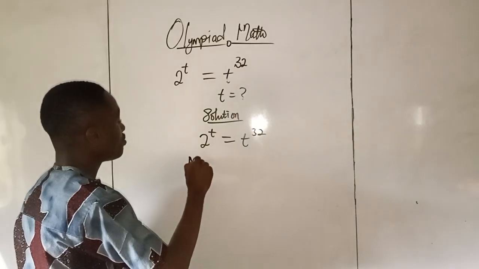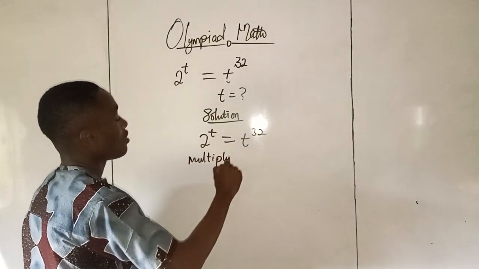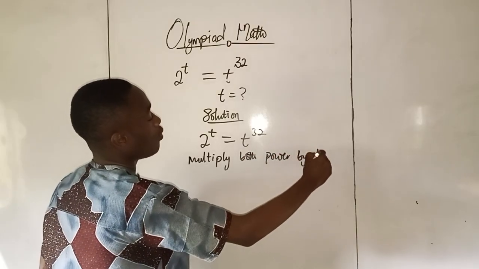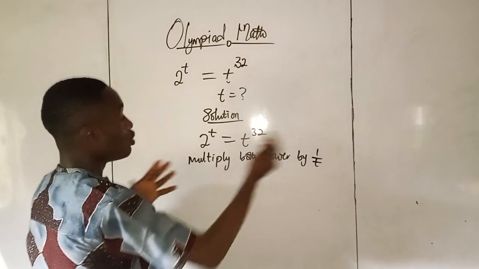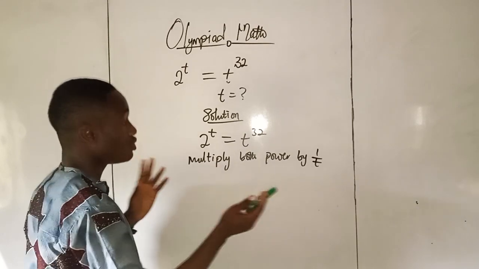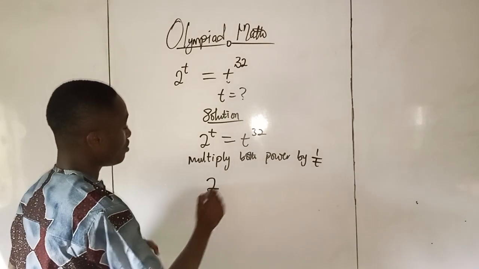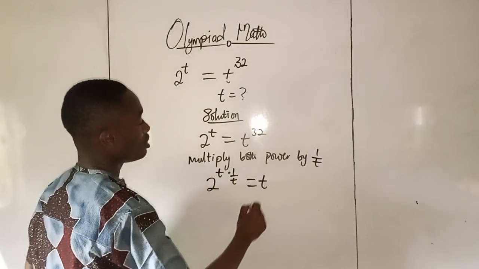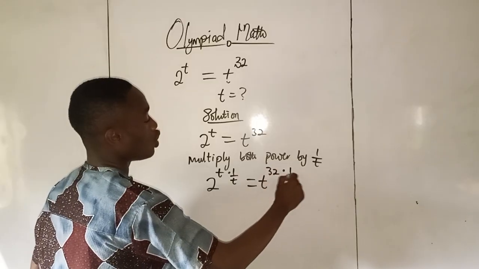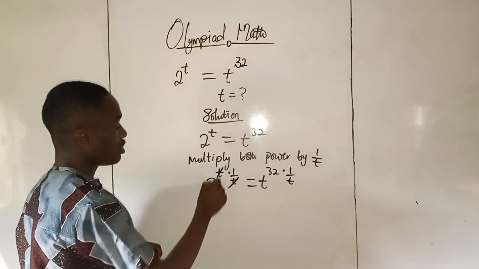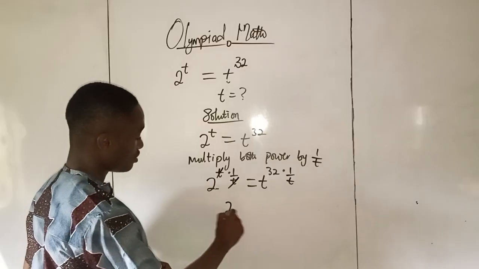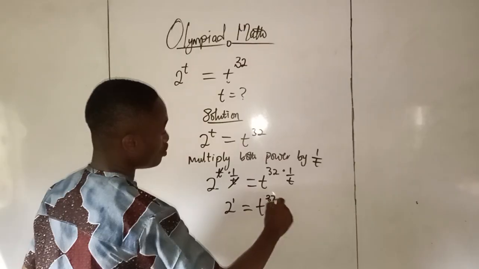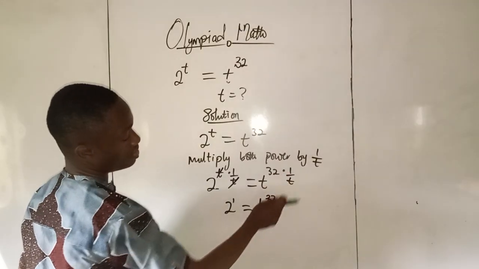So I would say multiply both powers by 1 over t. I have to do it to both sides to balance the equation. So I have t to the power of t times 1 over t equals t to the power of 32 times 1 over t. So this can take care of each other, and I have 2 to the power of 1 left, right? Equals t to the power of 32 all over t.